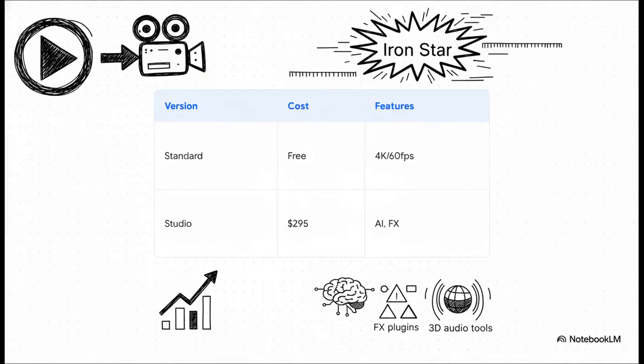Now here is the kicker. The standard version of DaVinci Resolve is completely free. And yeah, it still gives you multi-user collaboration and exports up to 4K resolution at 60 frames per second. That is more than enough horsepower to start animating our Iron Star timeline today. But as your channel scales up, a one-time payment of $295 unlocks DaVinci Resolve Studio. That's the one that gives you access to the AI neural engine we just discussed, plus over 100 advanced plugins and immersive 3D audio tools.